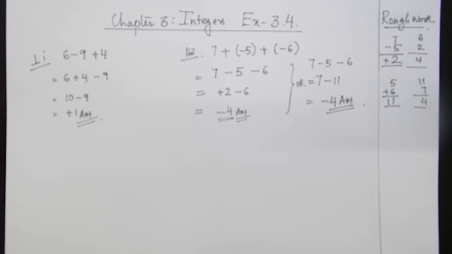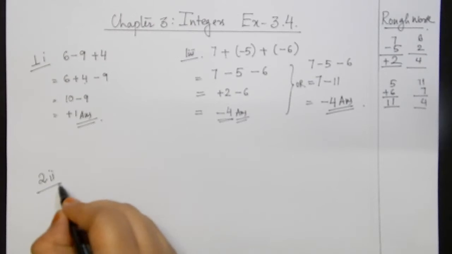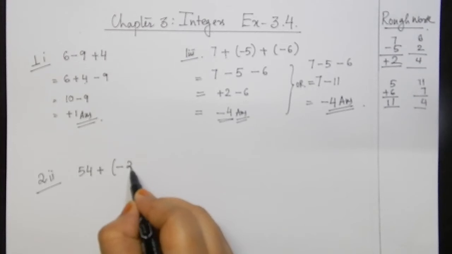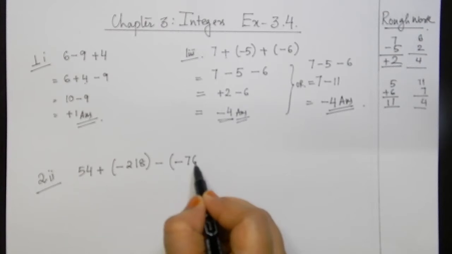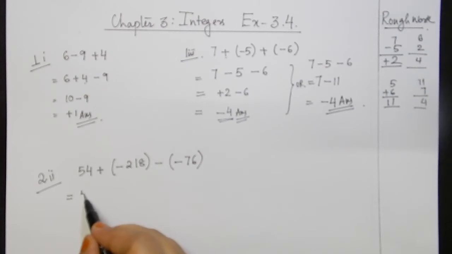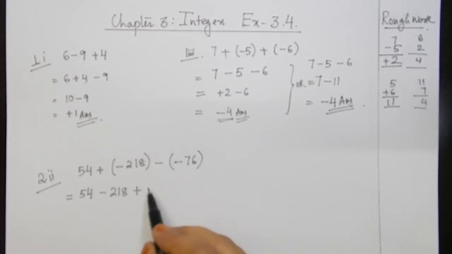Next let us come to question number 2, subpart 2. 54 plus minus 218 minus of 76. So we have to first open the brackets. So 54 will come down as it is. This is plus minus, so this will be minus 218. Now see, both are negative, so if you open the bracket we will give a plus sign. Both same sign means plus 76.